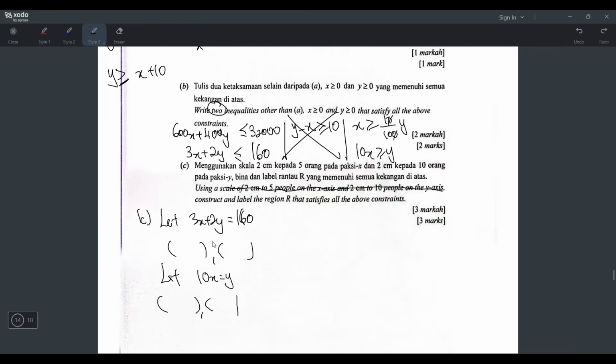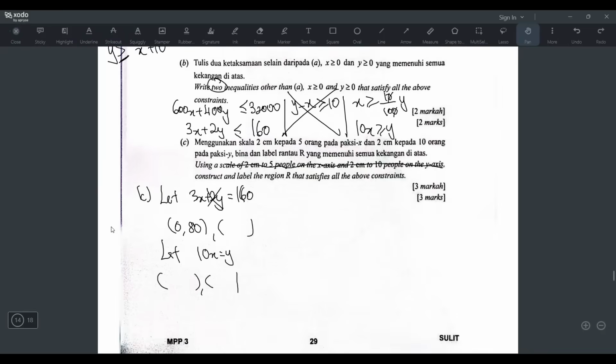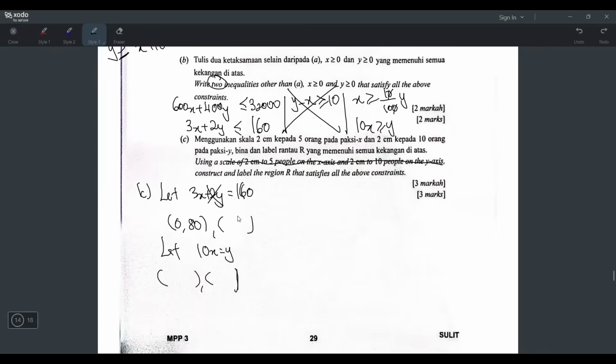All right, usually to find points, we sub x equals 0 and y equals 0. So when I sub x equals 0, 0 times 3 is 0, so 2y equals 160. y is 160 divided by 2, which is 80. When I sub y equals 0, 0 times 2 is 0, so x will be 160 divided by 3, but you will end up getting a decimal, so I don't like that point. So later I will change to another point. But let's not think about it now first. Let's go to the next one. Later we will come back to it.